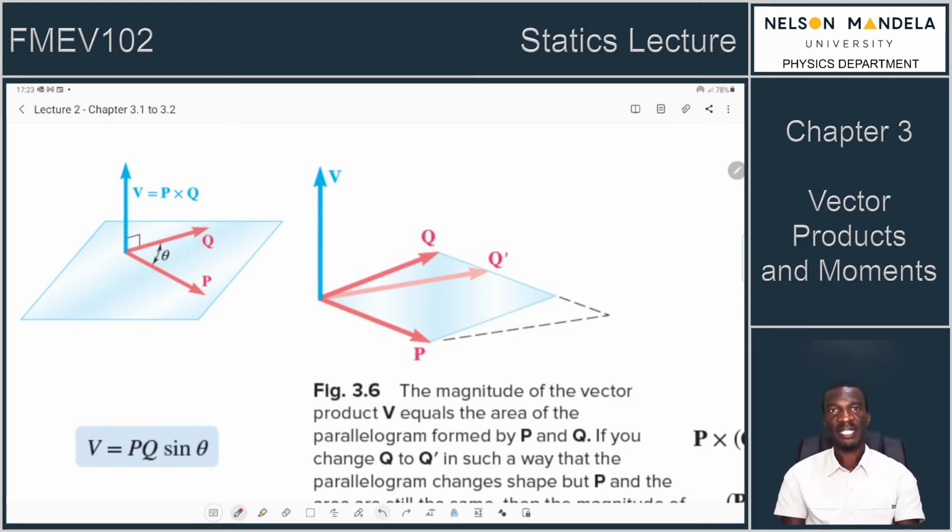The vector product is a third vector that is generated and has two properties. It is at a right angle, or it is normal to the plane of the two vectors. And its magnitude is simply defined by the algebraic product of the magnitudes of the vectors multiplied by the sine of the angle in between. And that angle is the smaller angle.